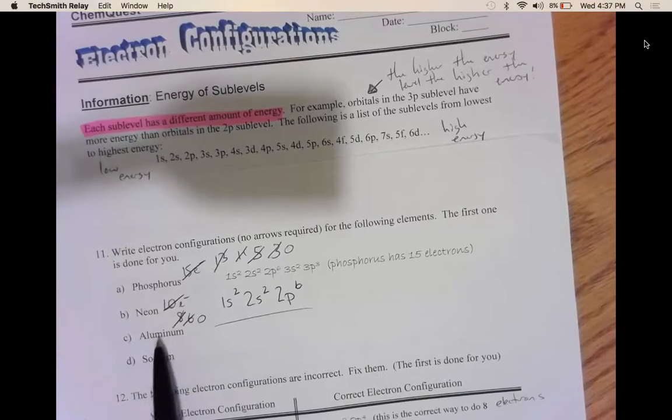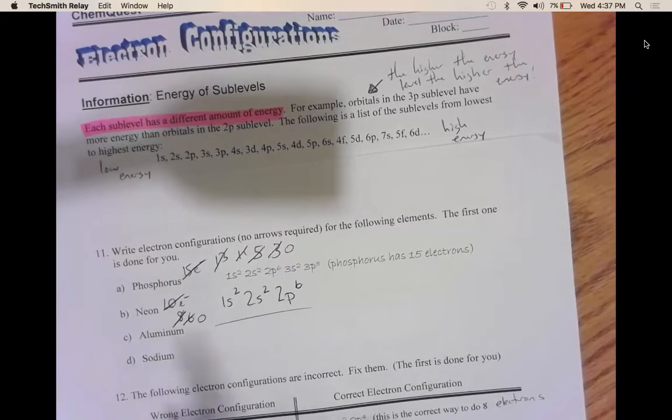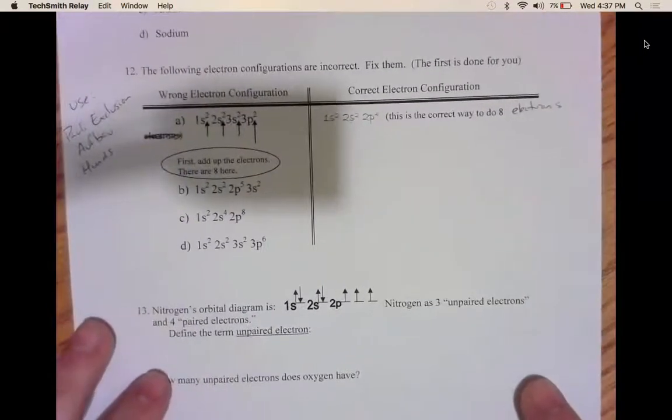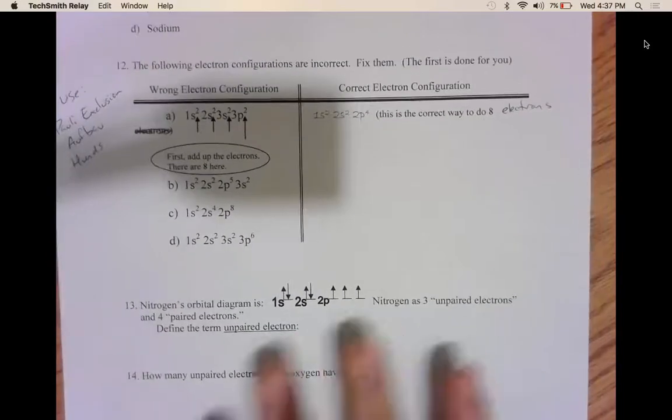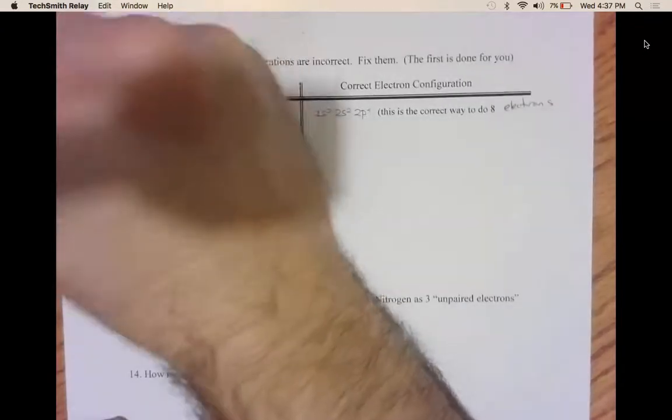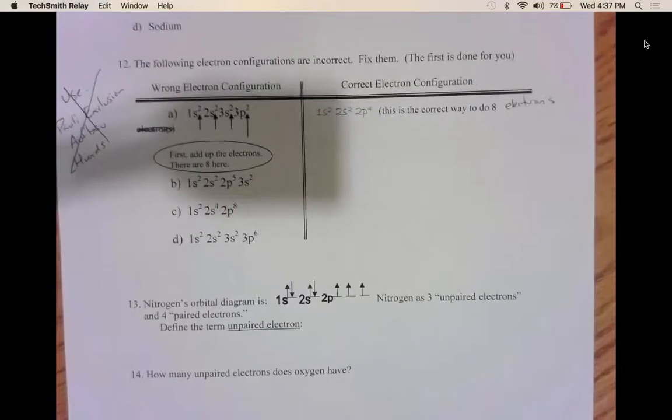So do the same thing for 11C and 11D. So next, question 12. Question 12, the following electron configurations are incorrect. You need to fix them. So this little note in the margin, ignore it. That's not going to help you.